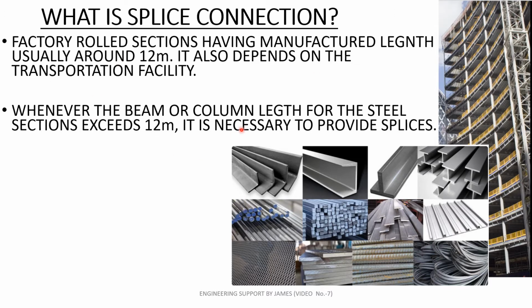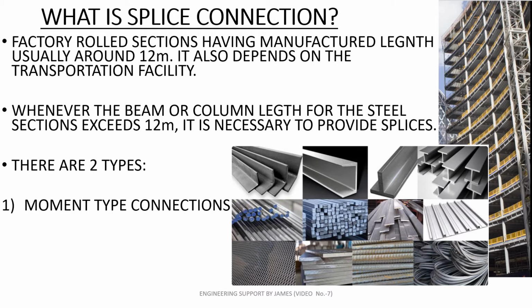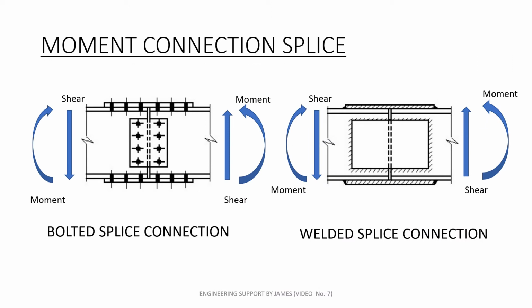So whenever the beam or column length of a steel section exceeds 12 meters, it is necessary to provide a splice. There are two types of splices. One is the moment type connection and another is the shear type connection. The shear type connection is nothing but the internal hinge.